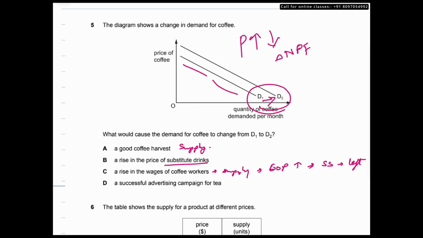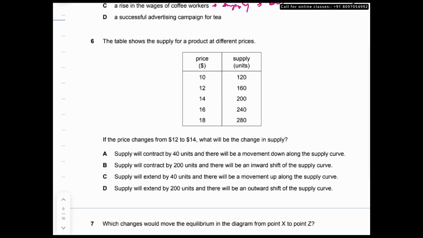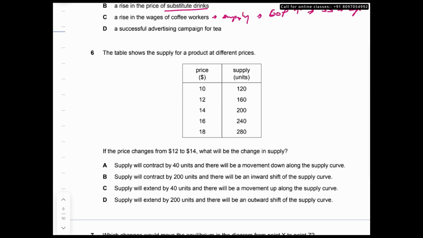Now let's take a look at question number 6. Question number 6 says the table shows the supply for a product at different prices. So we have the table here, we have prices going up from 10 to 18, supply units also increasing from 120 to 280. The question reads, if the price changes from 12 to 14, from here to here, what will be the change in supply?